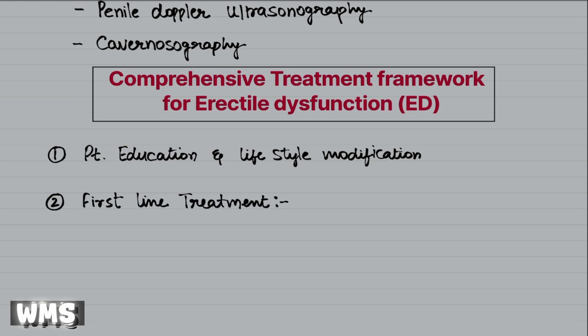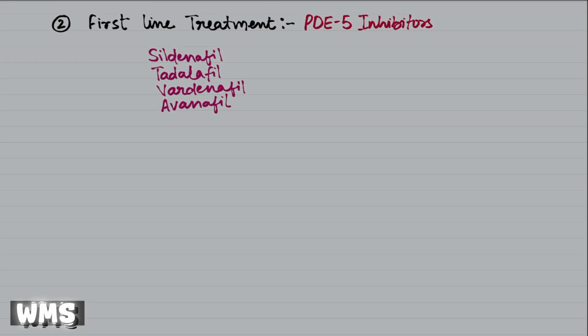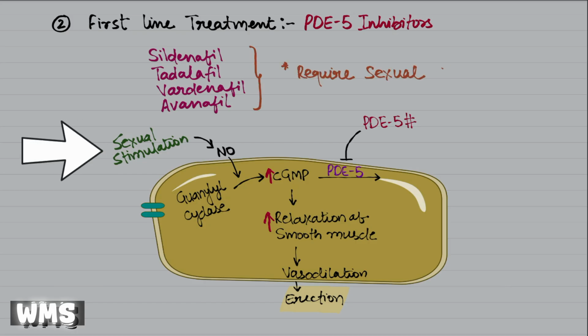The main oral drugs used for the treatment of erectile dysfunction are sildenafil, tadalafil, vardenafil, and avanafil. All of these belong to a class called phosphodiesterase 5 inhibitors, which act by blocking the enzyme phosphodiesterase 5 in the penis. Normally, phosphodiesterase 5 breaks down cGMP, but when we inhibit it, cGMP levels increase, leading to prolonged smooth muscle relaxation and improved blood flow, thereby enhancing erection. However, it is important to remember that these drugs do not initiate erection on their own. They require sexual stimulation to work.